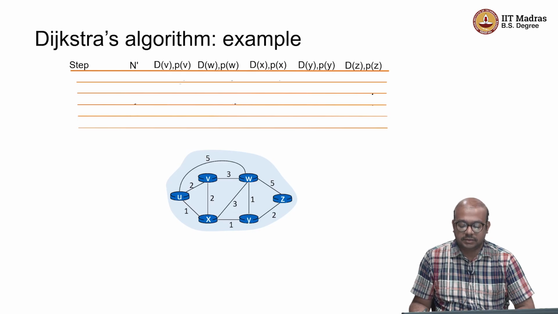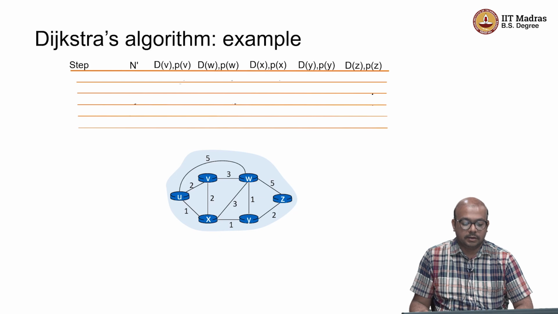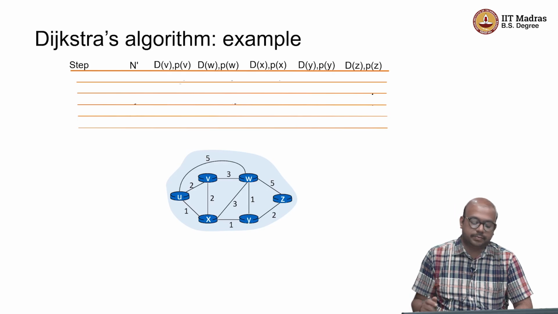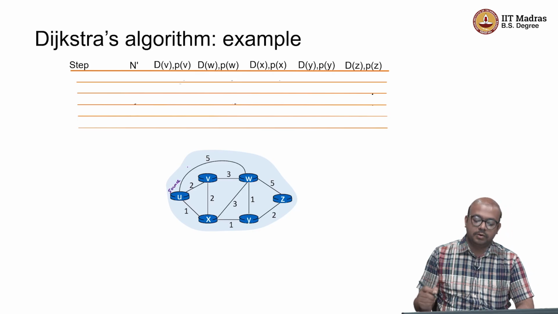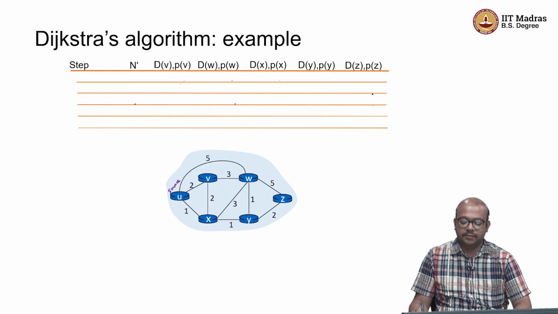It consists of 6 routers, and the paths are all given to you and the edge weights are mentioned. As you know, there are 6 nodes. So, by 6 iterations we should know the shortest path from u to all the other 5 nodes. Suppose the source is at u, we should know the shortest path from u to v, w, x, y and z. If you look at the different columns here, there is n prime.